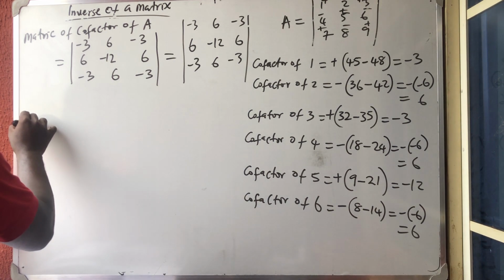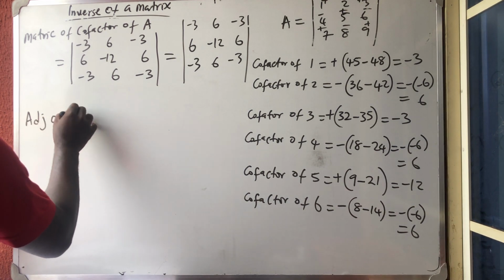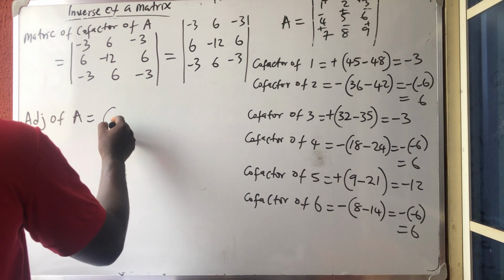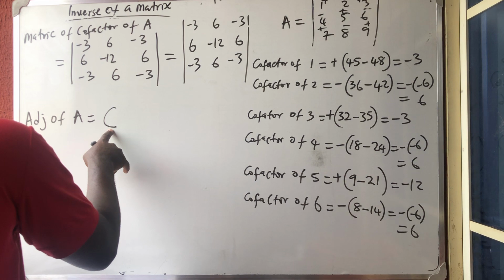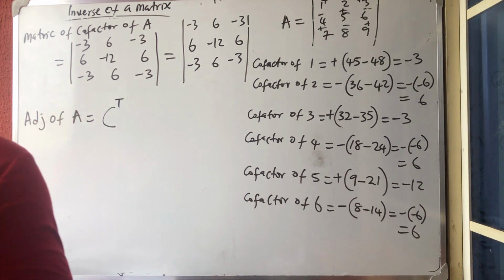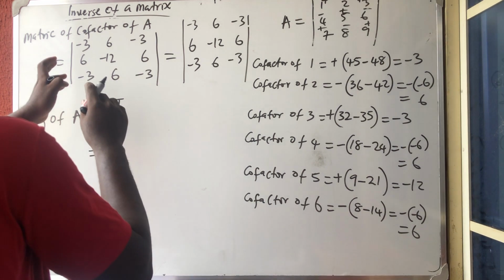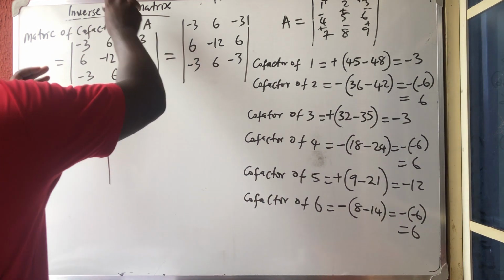So if they say we should find the adjoint of A, adjoint of A is simply the transpose of the cofactor of A. Let me represent cofactor of A as C. Cofactor of A, the transpose of it. Okay, so adjoint of A is simply transpose. I told you, carry the row and make it the column.